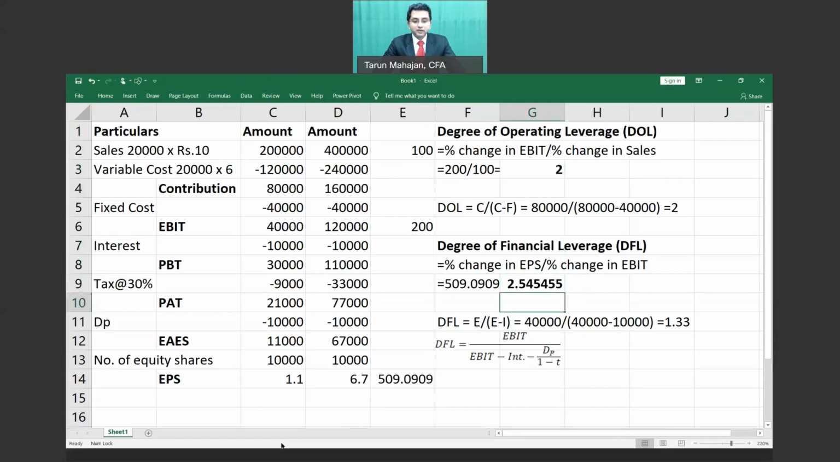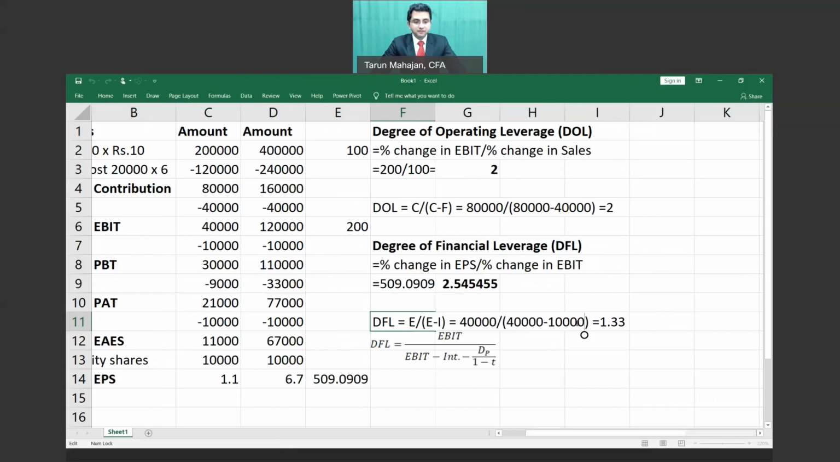But if I calculate it with the shortcut formula, then besides 10,000, I'll have to further deduct 10,000 for dividend on preference share, and that should be divided by 1 minus tax rate, that is actually 0.7. If you calculate that, it is 2.545. So it will be EBIT upon EBIT minus interest minus dividend on preference share divided by 1 minus tax rate.